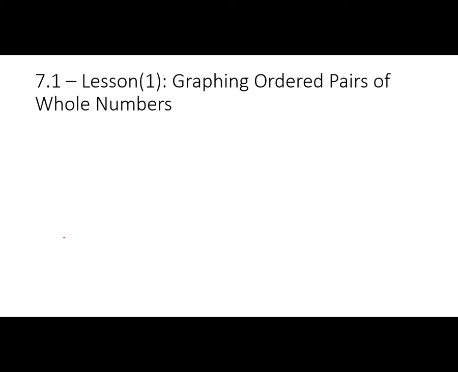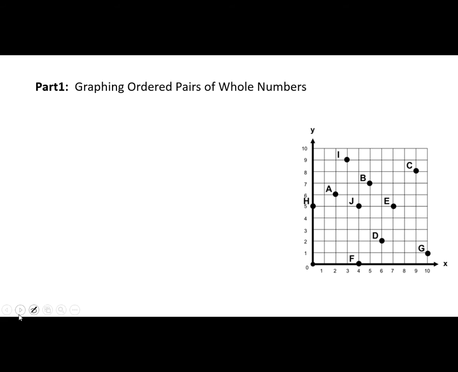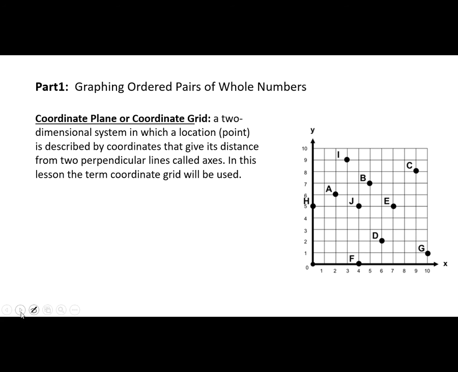Hello students, today we'll be covering Unit 7, Lesson 1, Graphing Ordered Pairs of Whole Numbers. Our learning target today: students will understand and use the coordinate grid to locate and plot given points using ordered pairs. Let's take a look at some of the definitions.